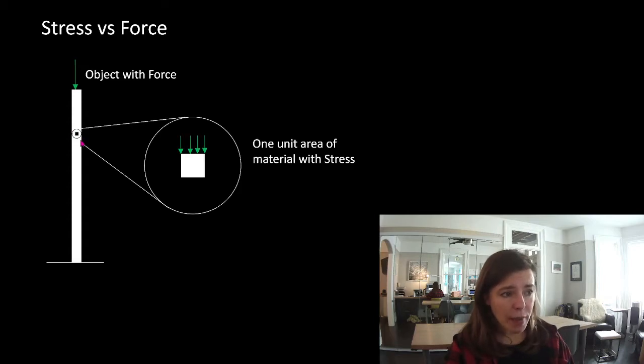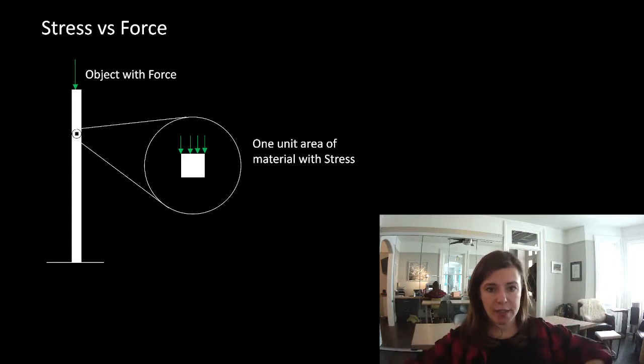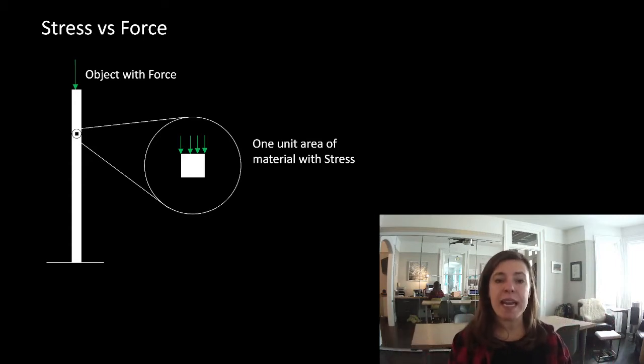What we're talking about is a little tiny block within it, and how that force applied to the top kind of spreads out uniformly through the object and acts as a load, an internal force throughout the object. So object with force, 1 unit area of material with stress. So these two things are related to each other.